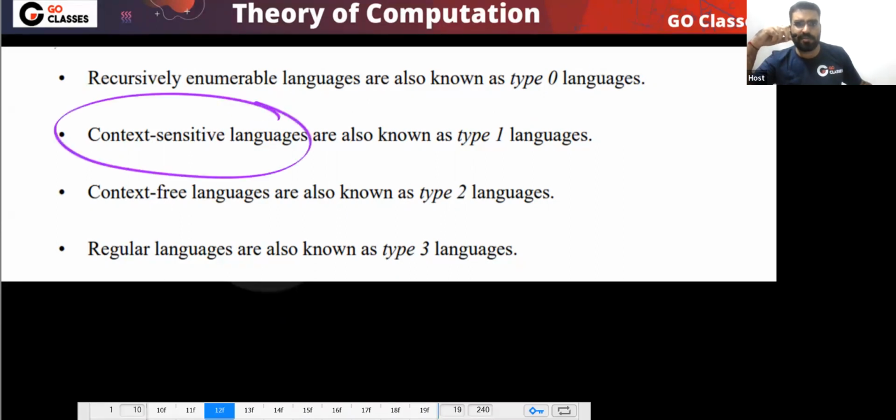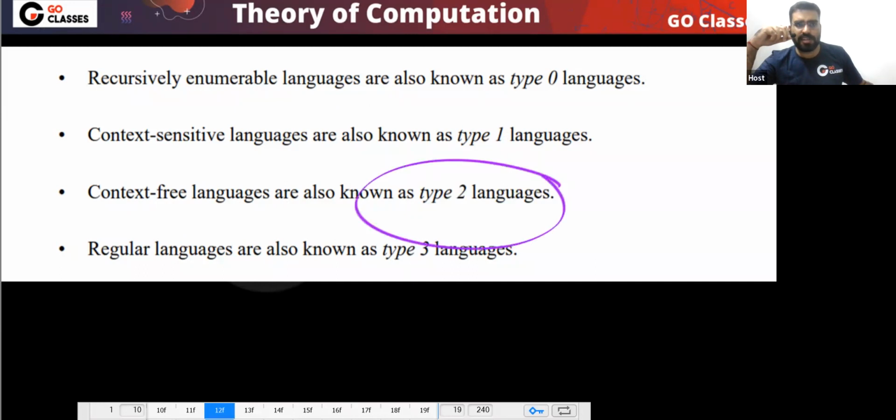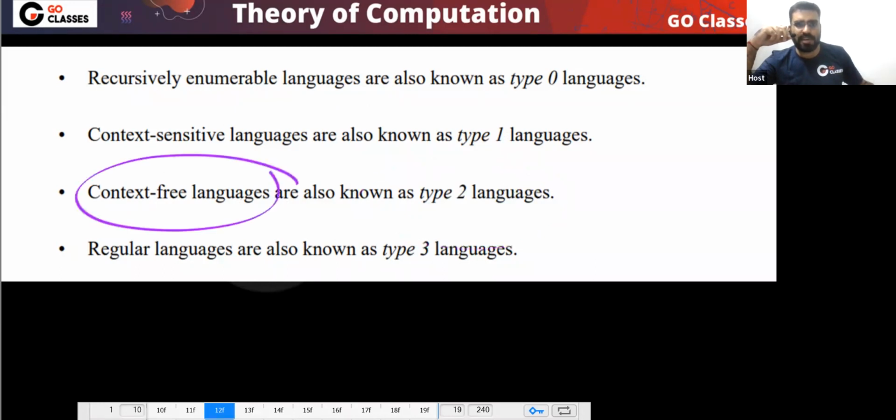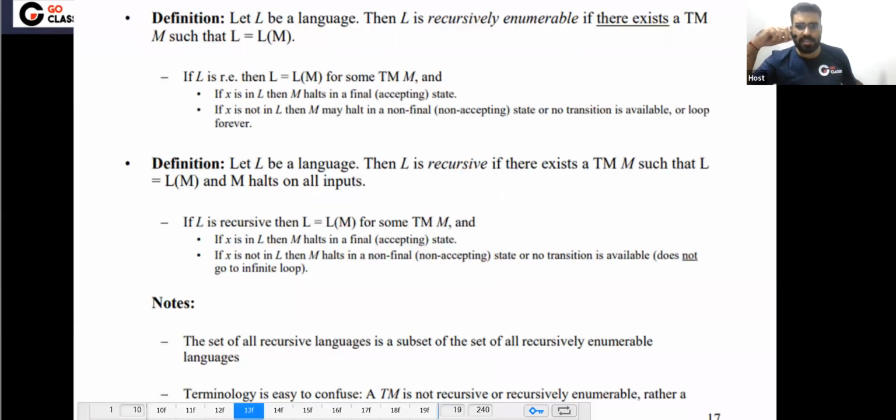Context sensitive languages, CSL, are also called type 1 languages. Context free languages are also called type 2 languages, because type 2 grammar means context free grammar. So for context free languages we have context free grammar. Regular languages are also called type 3 languages, because regular grammar is also called type 3 grammar. So these things you already know.